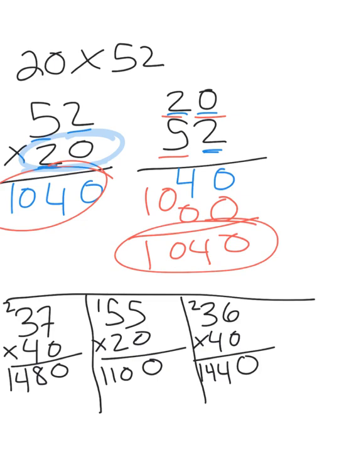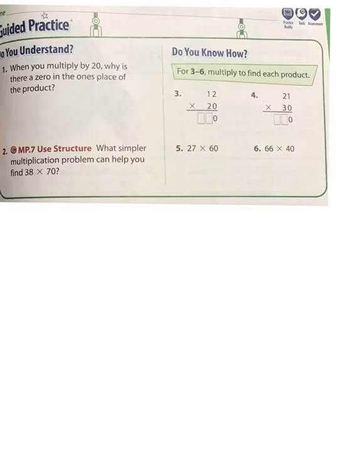Now we're going to look back into our book. Make sure that you have all of these examples in your math notebook. Number 1. When you multiply by 20, why is there a 0 in the ones place of the product? Well, let's try it. If we have 43 times 20, we're going to have a 0 in our ones place because we need to drop the 0. Then we would multiply 2 times 3 is 6, and 2 times 4 is 8. Anytime we multiply a multiple of 10, it's always going to have a 0 in the ones place.